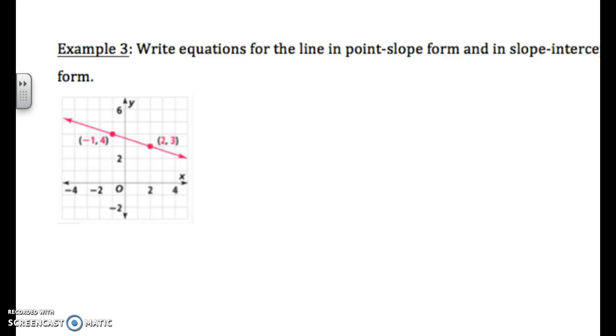Now we want to write an equation for this line in point slope form and in slope intercept form. All right, let's find out what the slope is first. I know it's negative. So going from point to point, I go down 1, over 3, excuse me. My slope is negative 1/3.